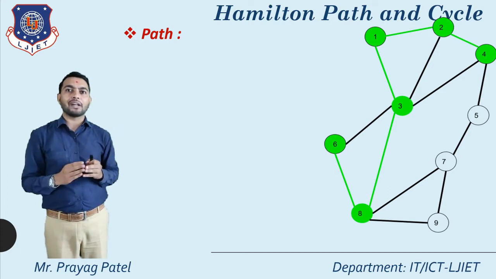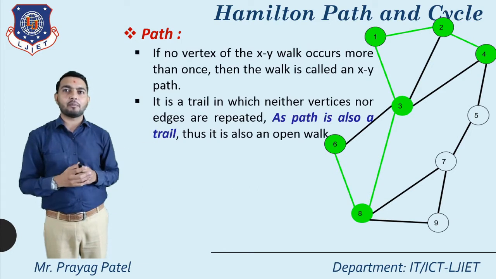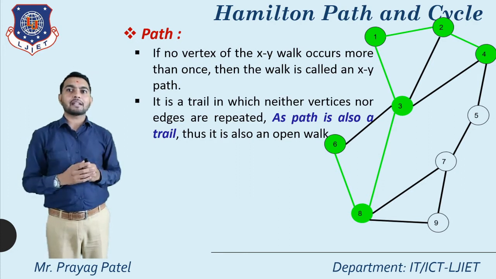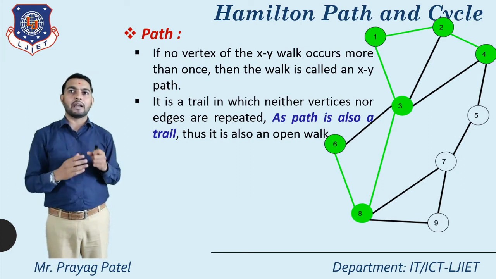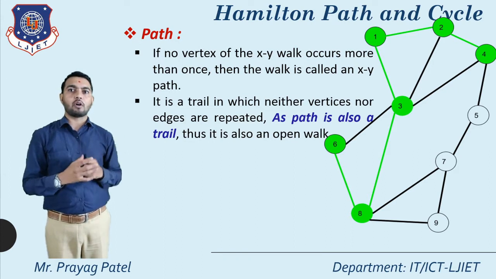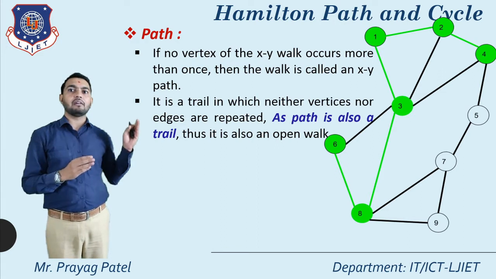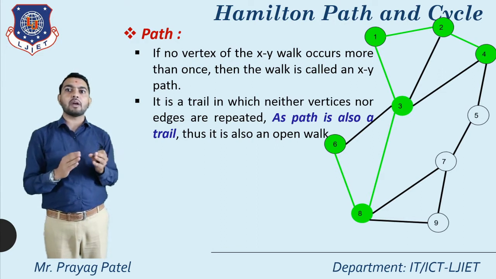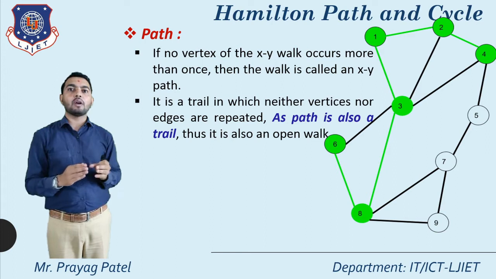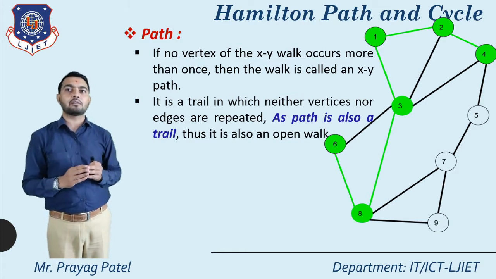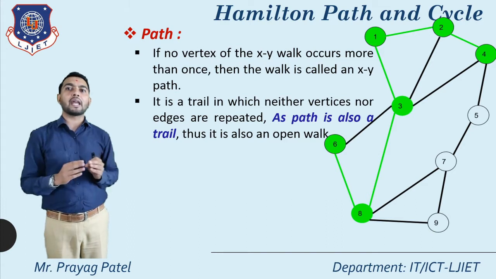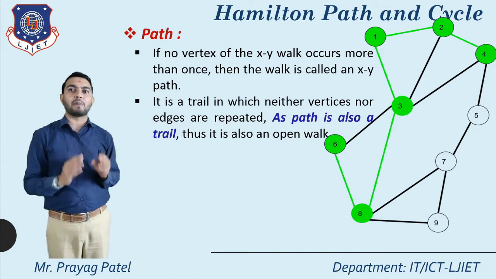So we already know what is a path. Now let us revise the concept of the path here. If no vertex of an xy walk occurs more than once, then the walk is called an xy path. In a walk, if no node or edge is repeated, then we can say that it is a path. So it is a trail in which neither vertex nor edges are repeated.